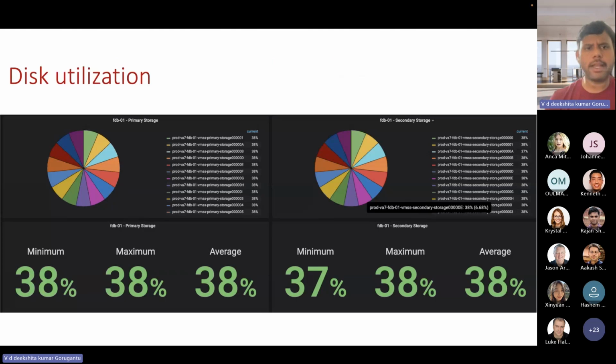We are storing terabytes of data in the FoundationDB storage subsystem. By default, when we are storing data in FoundationDB, the data will be distributed equally among all the storage nodes. Here we can clearly see we have a total of around 30 nodes in the primary and secondary data center. Almost all disks are utilizing around 37 to 38%. Even a variation of around 4 to 5% is not an issue.